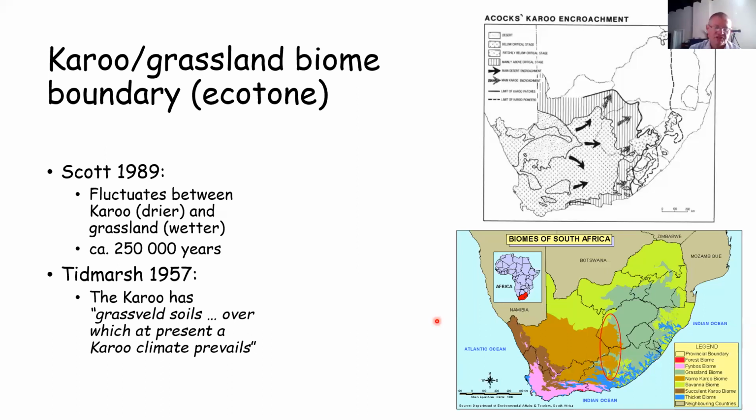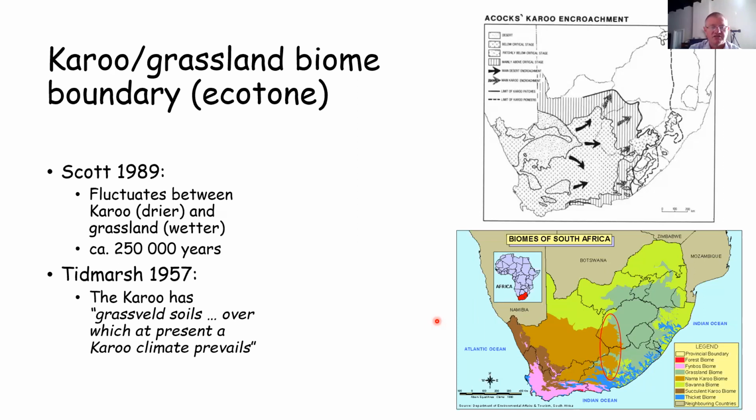And Tidmarsh in 1957 said the way he interpreted it was that the Karoo has grass-veld soils over which at present a Karoo climate prevails. What he meant by Karoo climate, we're not entirely sure, but he certainly recognized that the soils, at least, were of the grassland type. Well, that's what he thought.